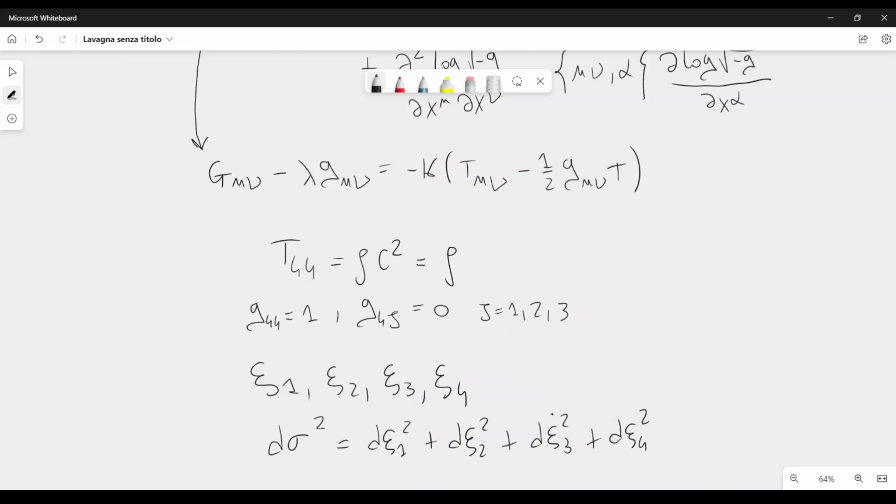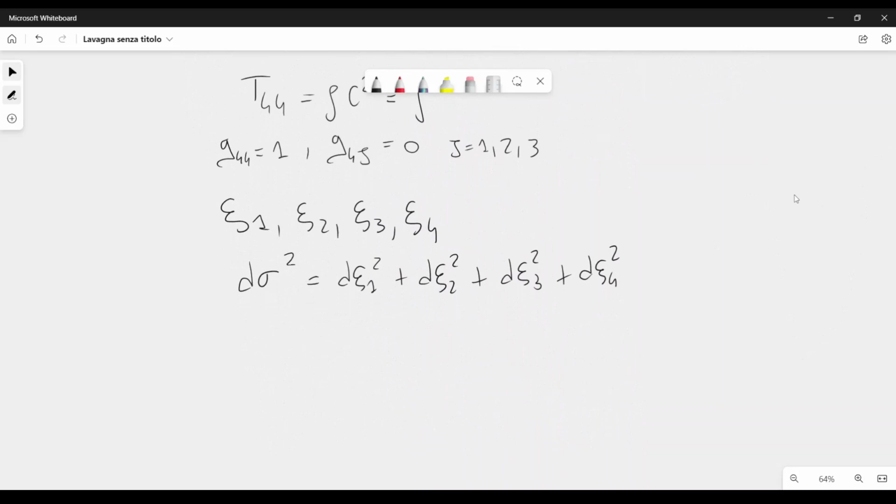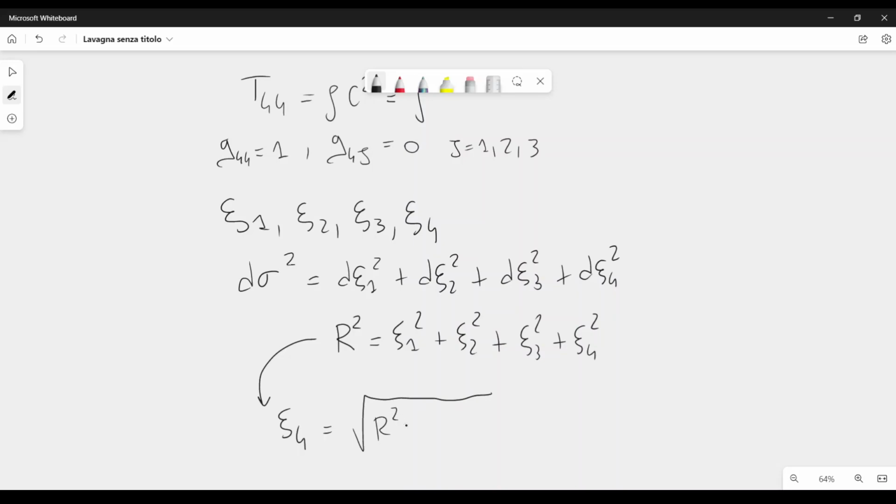Then in this space we consider also the hypersphere, so we will consider this function r² equal to ξ1² plus ξ2² plus ξ3² plus ξ4². So this is a hypersphere because we are in 4 dimensions, and r is the radius of such sphere. From this, we can also find that ξ4 can be written as the square root of r² minus (ξ1² plus ξ2² plus ξ3²), and we can call the sum of these squares just ρ².